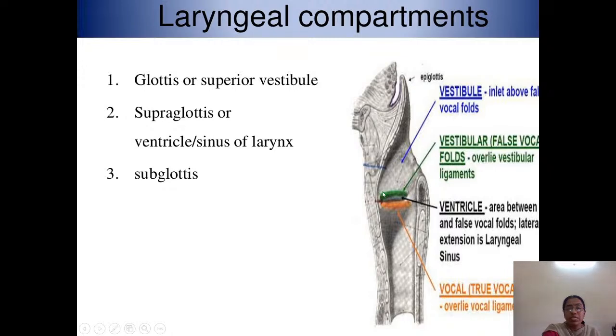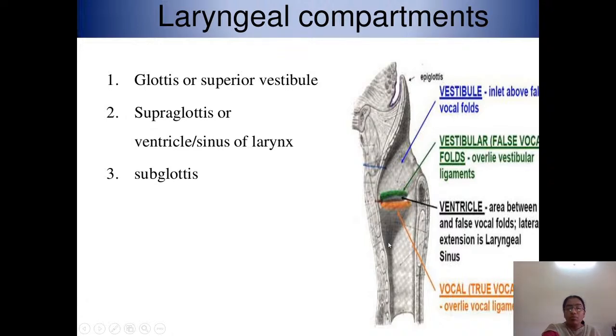Above the vestibular fold is the inlet, which is also called the superior vestibule or the supraglottic part of the larynx. So the larynx interiorly is divided into parts. Next, between the vestibular and the vocal fold, this fold is the vestibular fold and this is the vocal fold. This space is called the ventricle or the sinus of the larynx, or laryngeal sinus, the area between the vestibular fold and the vocal fold.